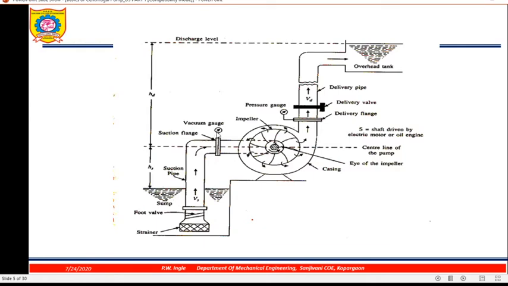Here you can indicate suction pressure. Now here you see these arrows are shown. Here water will have kinetic energy. This kinetic energy will be converted to pressure energy by using the casing known as volute casing. The area in the flow direction increases, so kinetic energy will be converted to pressure energy and it will be discharged to overhead tank. So this is delivery pipe. This is central line of pump, eye of impeller and casing.